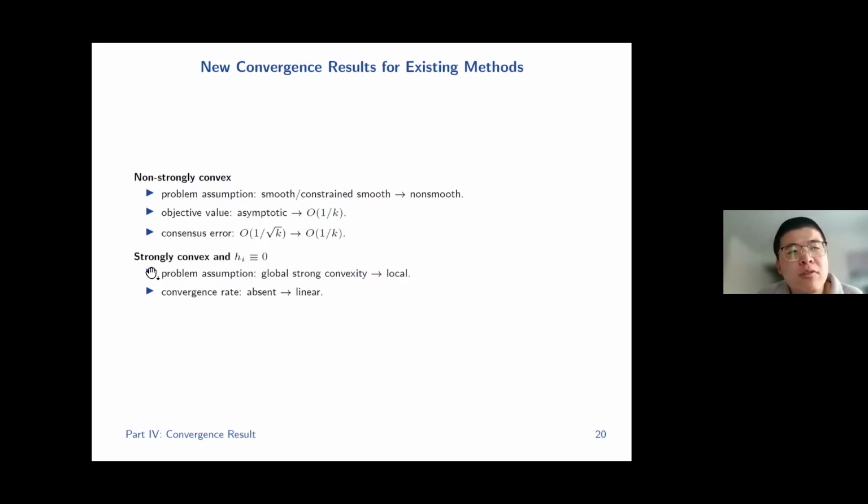If the local objective functions are locally restricted strongly convex to the optimal solution, and if Hi(x) is a zero function, then our result relaxes the global strong convexity of each Fi, which is assumed in many existing algorithms, to local restricted strong convexity. And we also provide new linear convergence results for many existing algorithms, where the linear convergence is absent in the literature.